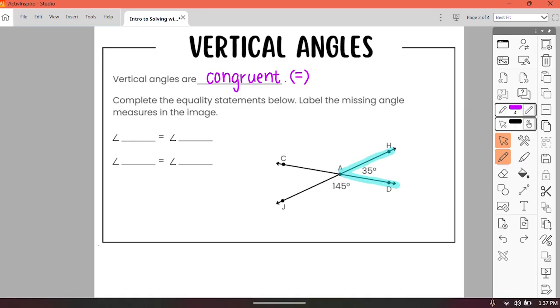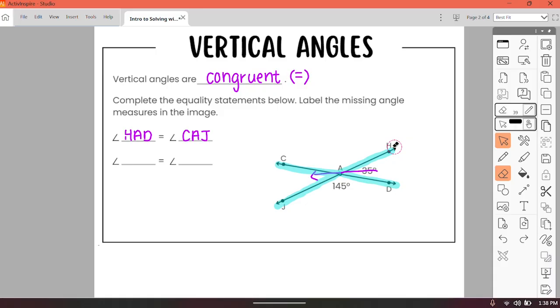So this blue angle is HAD. And if I want to know which one it is congruent to, I'm going to look across from that angle, and that's the one that's congruent to it. And you can kind of tell in this picture because they're both acute angles. So HAD is congruent to CAJ.